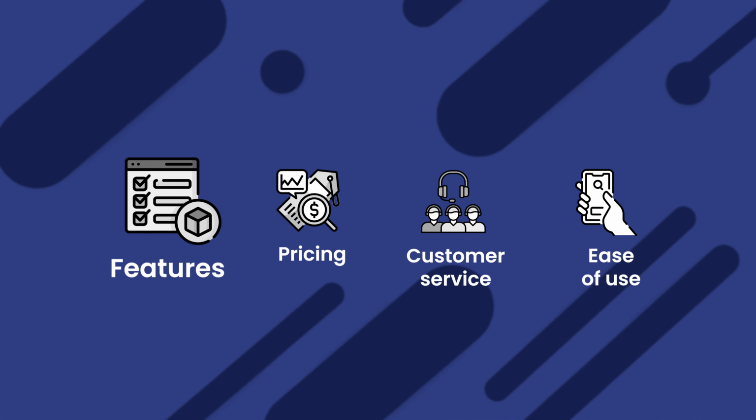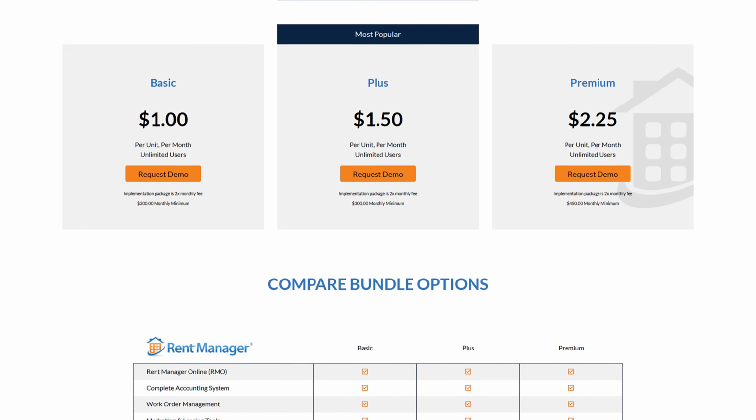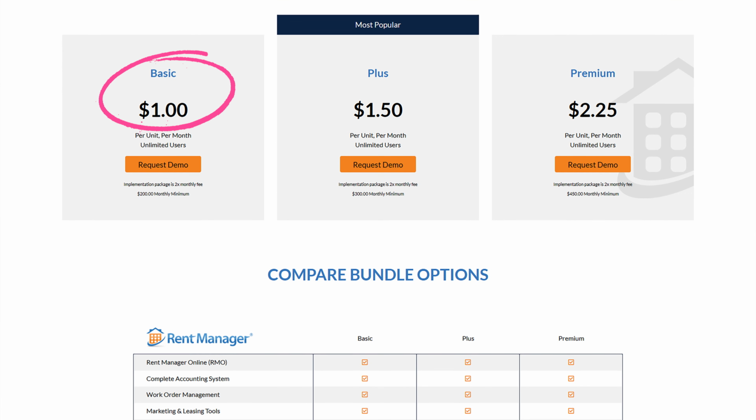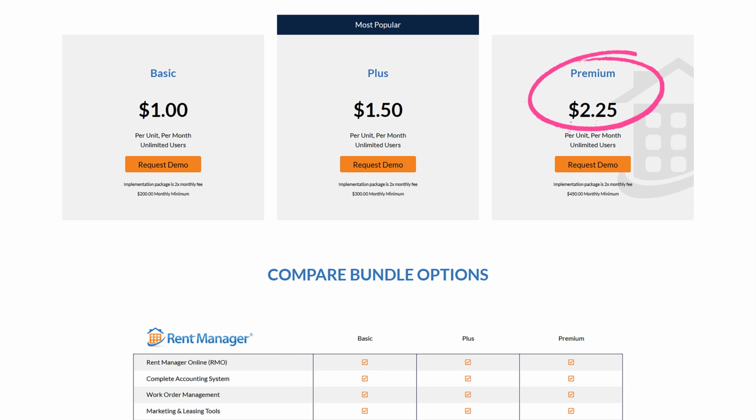All of those features may sound great, but only if the pricing fits within your budget. Rent Manager's pricing starts with their basic plan at $1 per unit per month with a $200 monthly minimum. Their Plus plan is $1.50 per unit per month with a $300 monthly minimum, and their Premium plan goes up to $2.25 per unit per month with a $450 monthly minimum.